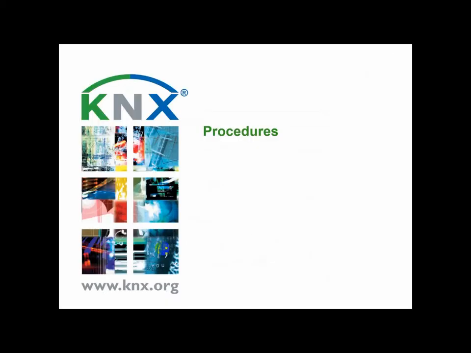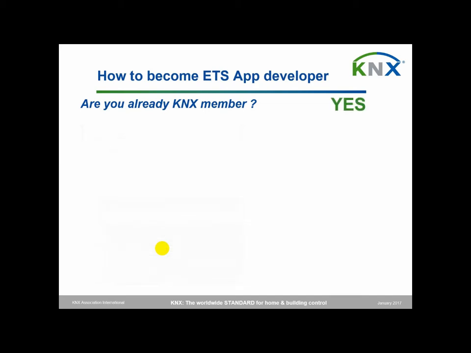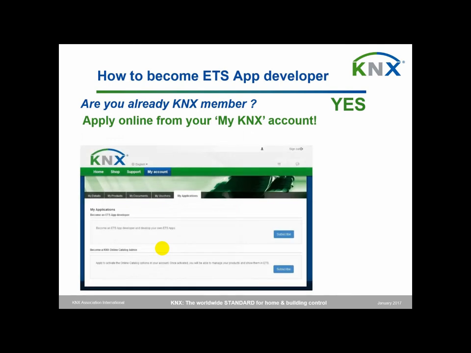Now, okay, procedures. So how to become an ETS app developer? What you need to do? Well, first of all, the question is, are you already a KNX member? If the answer is yes, then you just need to apply online from your My KNX account. If you are a member, you have this button here. Under My Applications, so become an ETS app developer, you just click the subscribe button.